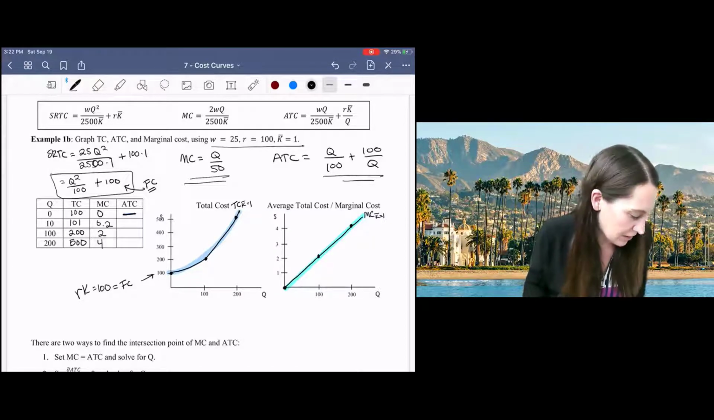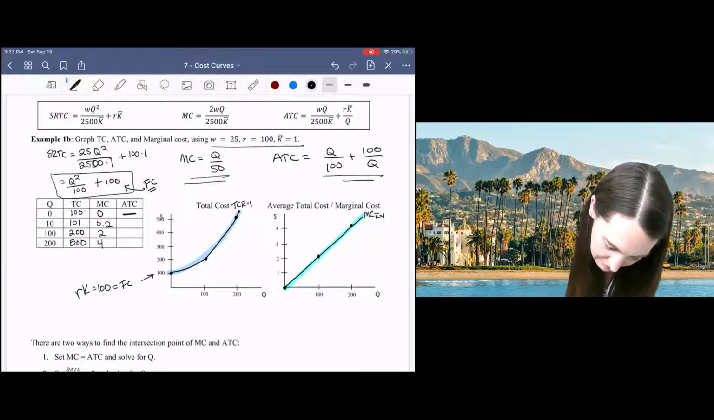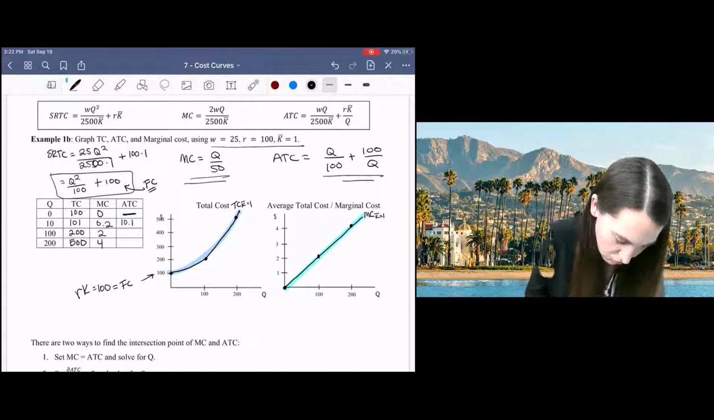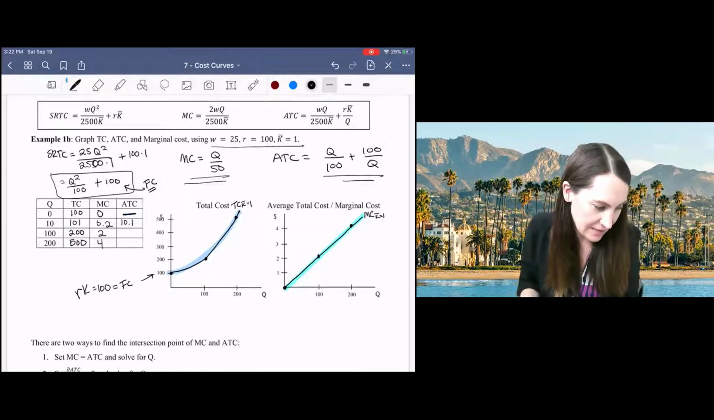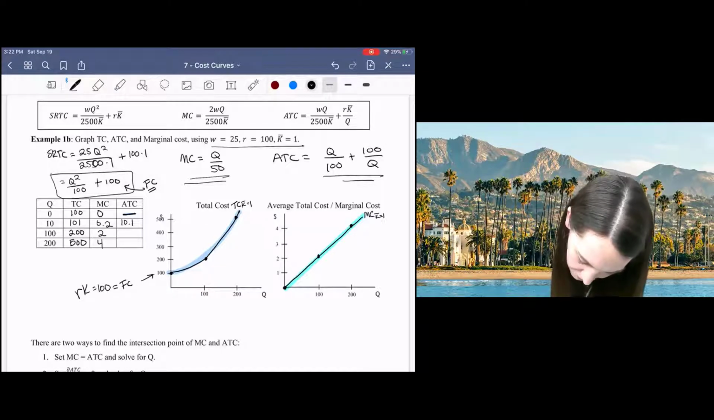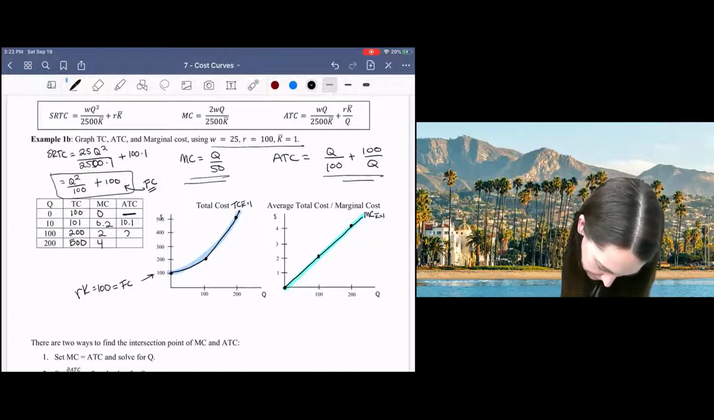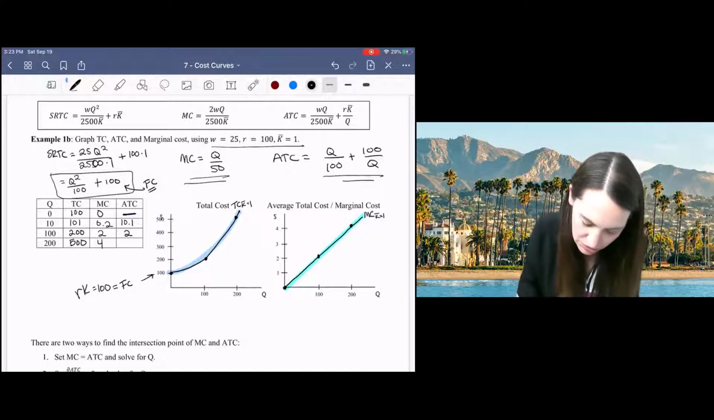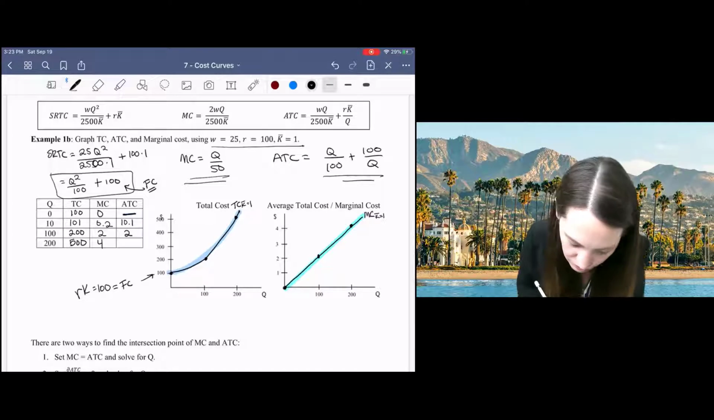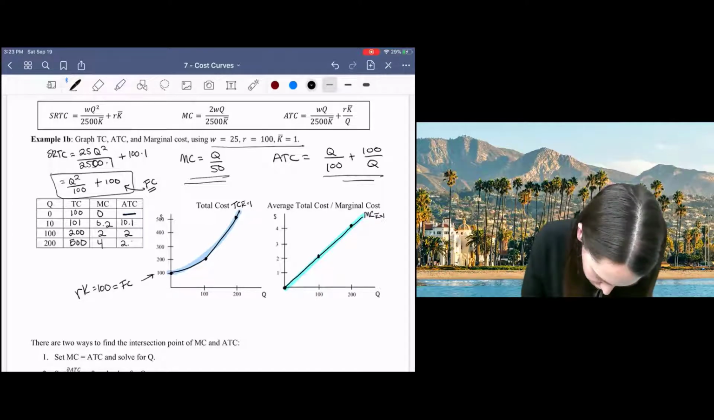So, all right, if I plug in 10 to average total cost, I'm going to get 10.1. And then 100 is going to give me 1 plus 1 is 2. And 200 is going to give me 2 plus 1/2, so 2.5.